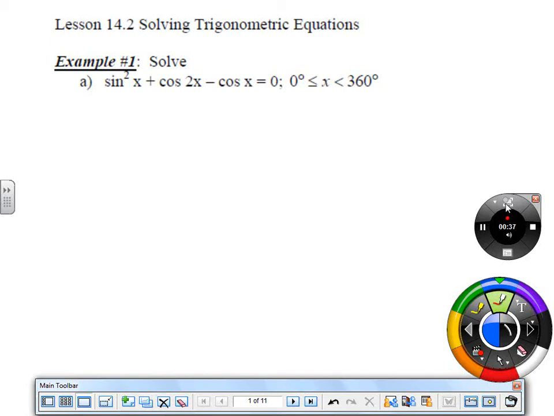Okay? All right. So first one that's up here, sine squared x plus cosine 2x minus cosine x equals 0. And we are supposed to find the angle x that makes this true between 0 and 360. Do you see why this wouldn't be one that we did before? Like, oh, just think about the unit circle. What angle makes that true? Like, I don't know. I have to find the sine, square it, the cosine of double the angle, minus the cosine of the angle, and that's all supposed to turn out to be 0.